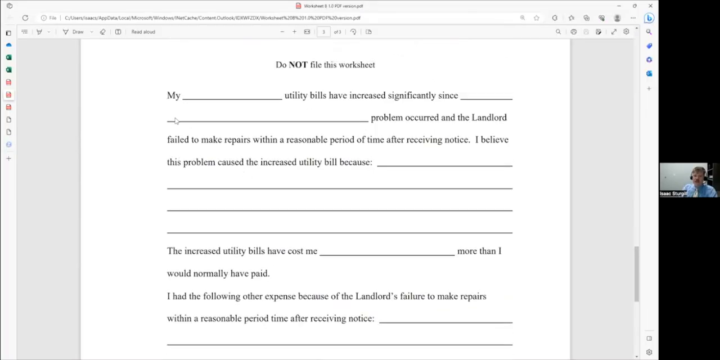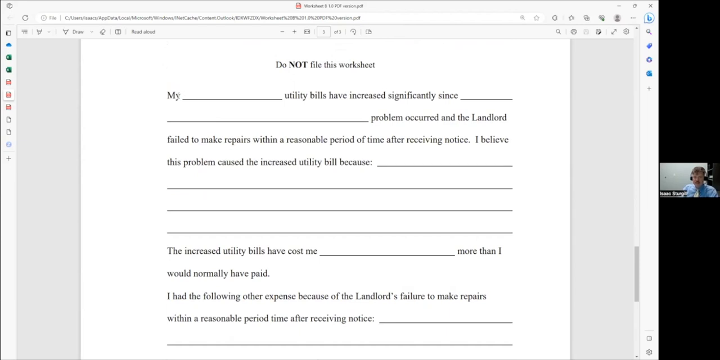The next one talks about, and this is pretty common, utility bills that have increased since a problem occurred. So let's go back to the leaky faucet example. It could be that because of the leak in the faucet, you've noticed your utility bill has gone up $50 a month since the leak started. That's also an out-of-pocket expense that you could ask the court for compensation for against the landlord if the landlord knew about the problem and refused to fix it.